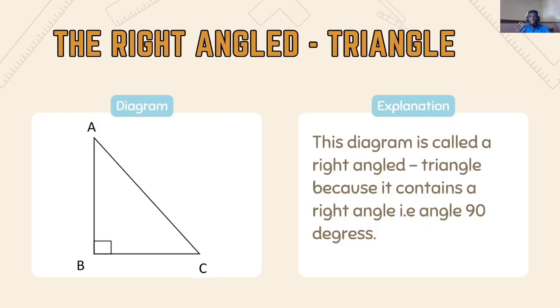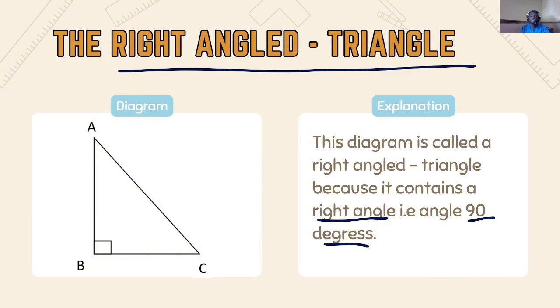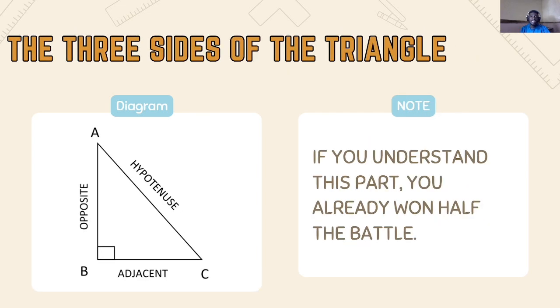So one out of the four types of triangles we have is the right angled triangle, and this is the most used in trigonometry. So a right angled triangle is one which has a right angle, that is 90 degrees. So in this diagram, this is your right angle, that is 90 degrees. So the sides of a right angle triangle are the hypotenuse, opposite, and adjacent.